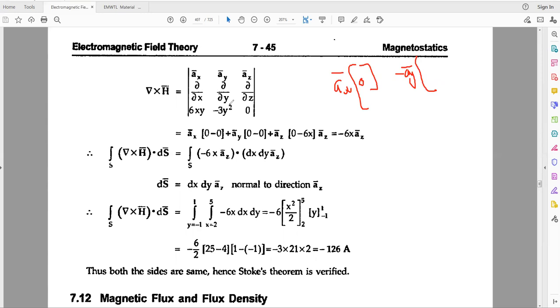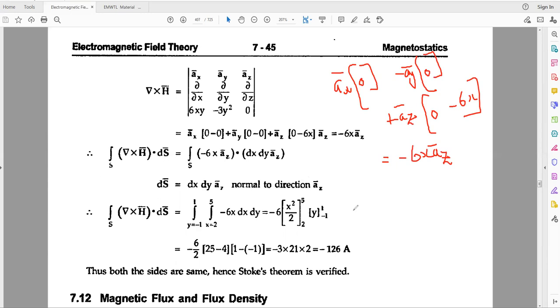Minus ay bar means again it is a 0, and here there is no z term. This ay bar coefficient is also 0. Plus az bar coefficient, what is the az bar coefficient? Dou by dou x of 3x square is a 0. Minus dou by dou y means you will get the 6x. So 6x, that is equal to minus 6x into az bar is the left hand side function.